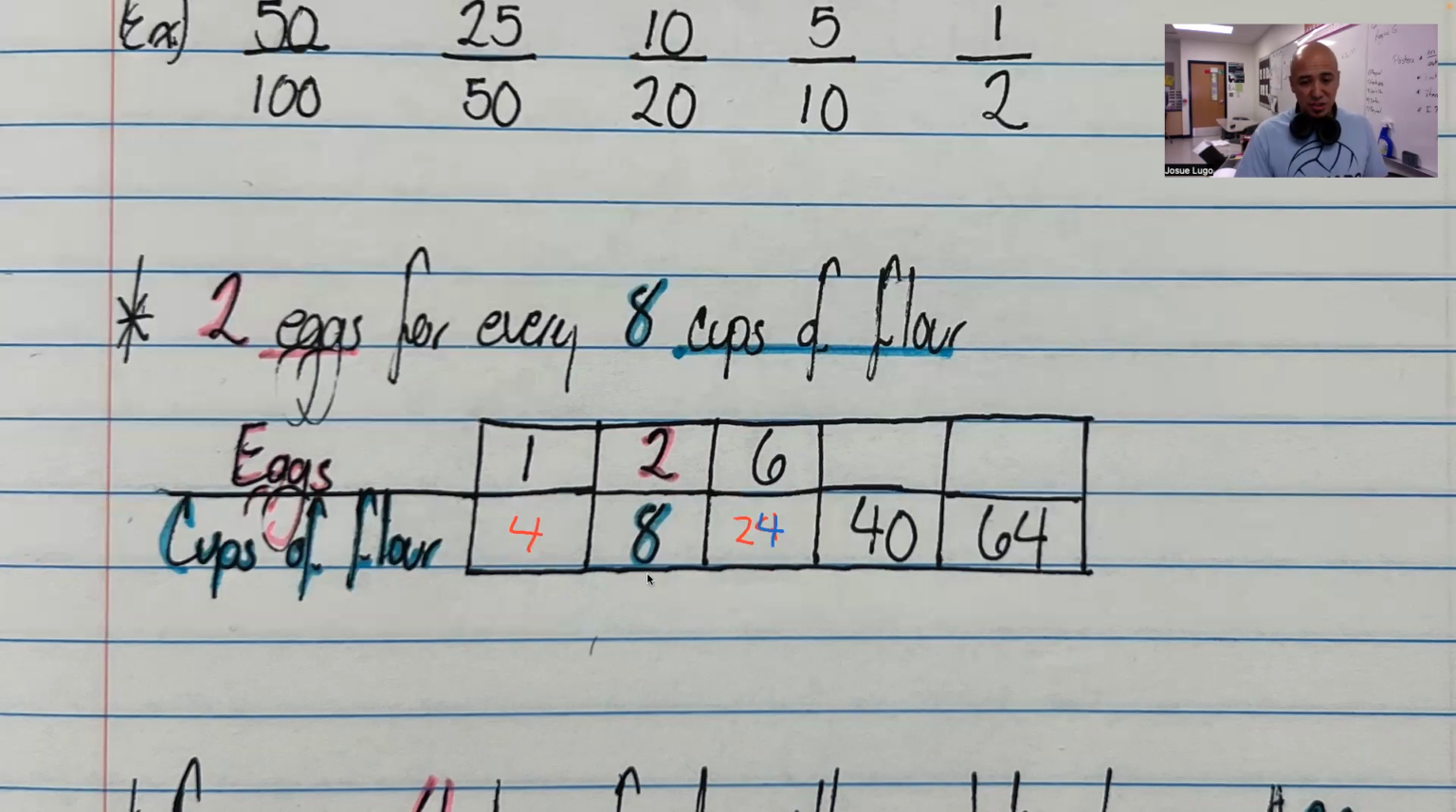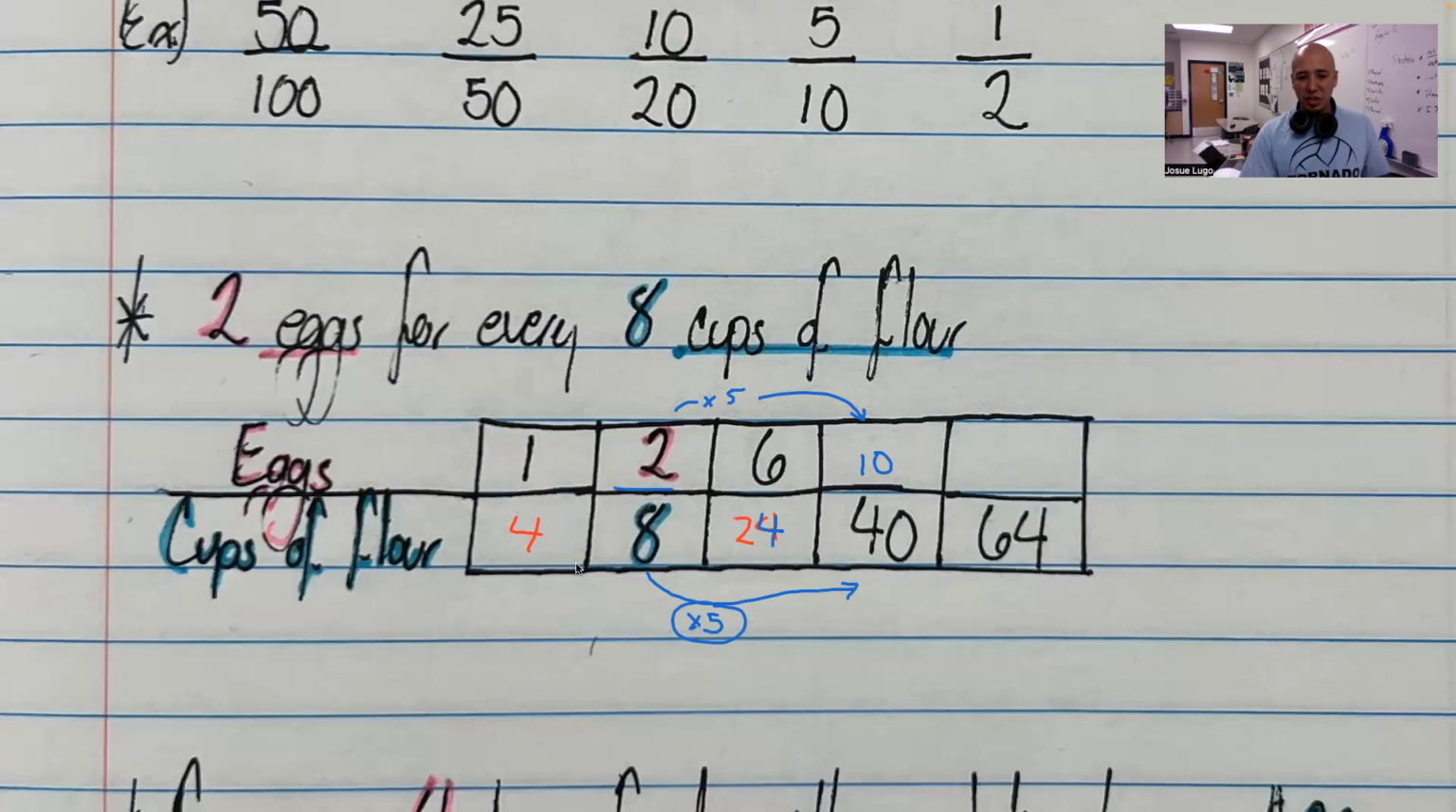If I use the 2/8, notice that 8 times what gives you 40? Well, obviously 8 times 5, right? And if I'm multiplying the denominator by 5 to get to 40, well, guess what? I'm going to multiply the numerator by 5. Which numerator? Well, the same numerator right here, 2. So if I'm multiplying the 8 by 5, I need to multiply the 2 by 5, and 2 times 5 will give you 10. You need 10 eggs if you're using 40 cups of flour.